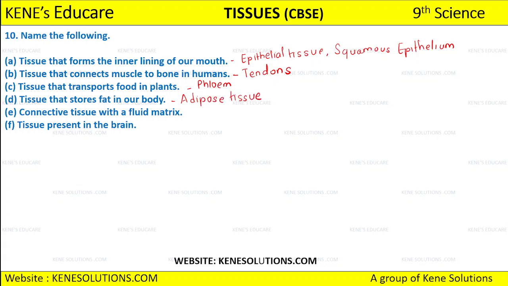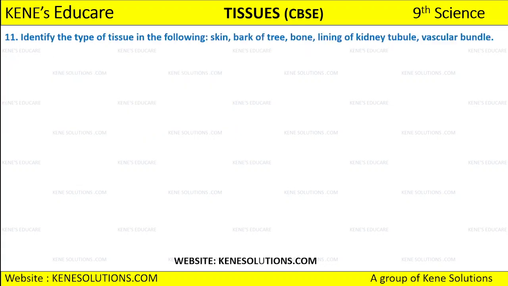Then connective tissue with a fluid matrix. So it is blood, because we know that blood is a connective tissue which is a fluid matrix, right? And the tissue which is present in the brain is the nervous tissue. I hope you all knew the answer for all of these things, because हमने पहले भी ये discuss किया हुआ है, right? Now we need to identify the type of tissue which is present in the skin.